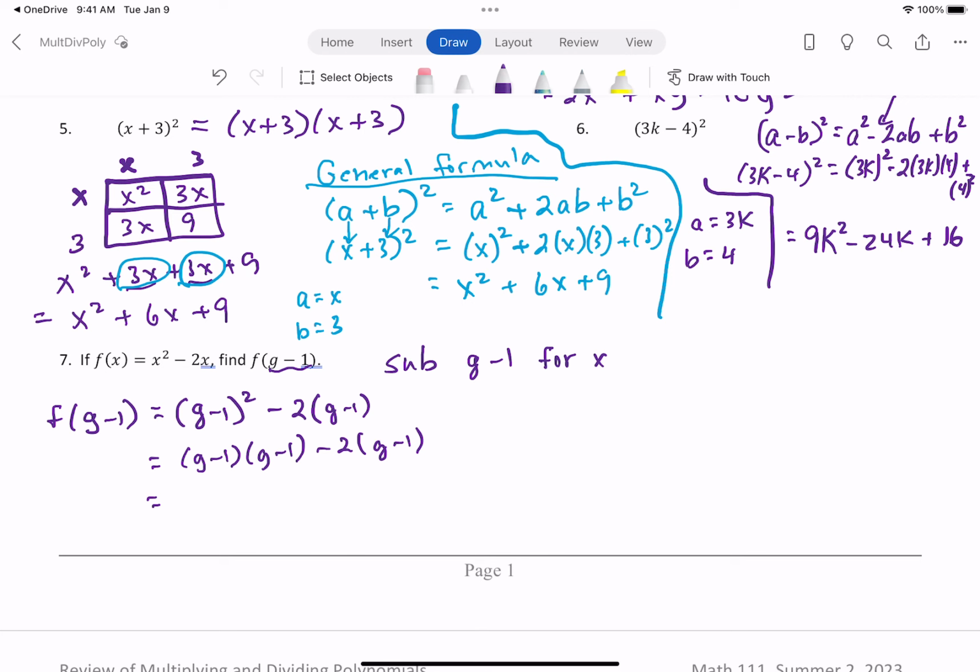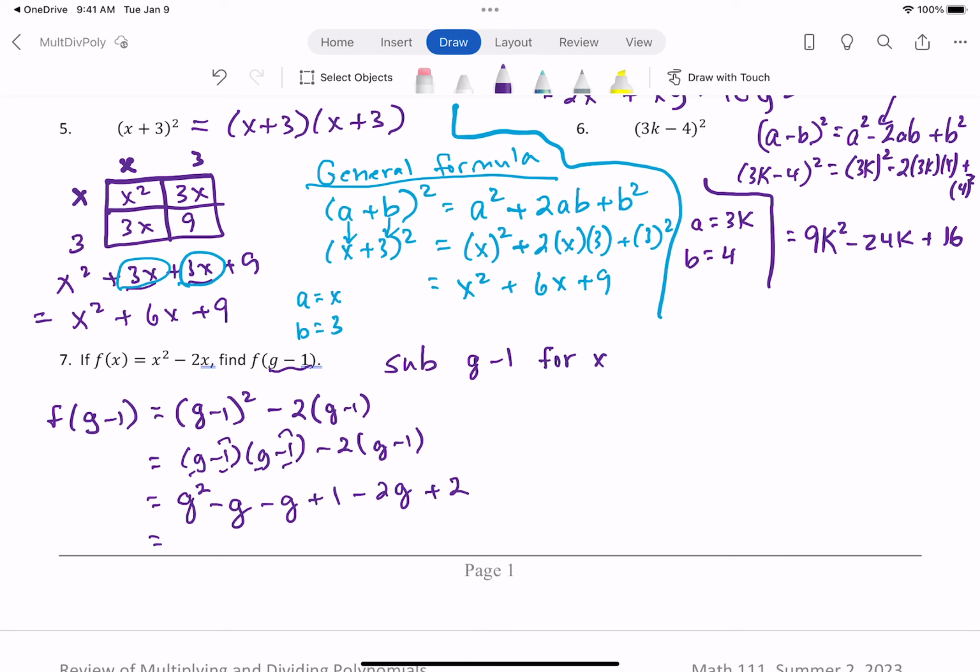So the first terms are g times g. That's g squared. The outside is g times negative 1, so that's negative g. The inside is negative 1 times g, which is negative g. And the last is negative 1 times negative 1, which is 1. Now don't forget, after all that work, that we still have to distribute that negative 2. Negative 2 times g is negative 2g, and negative 2 times negative 1 is positive 2.